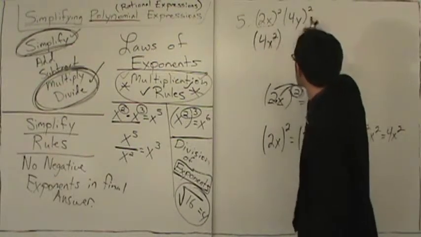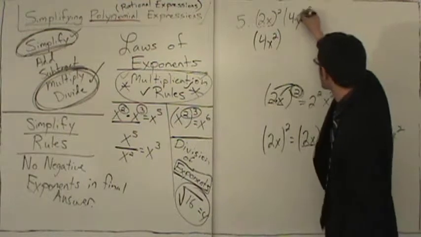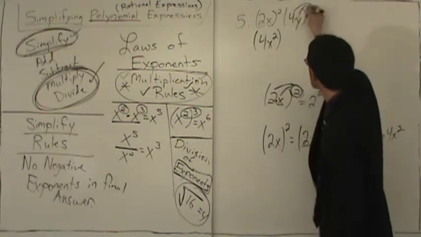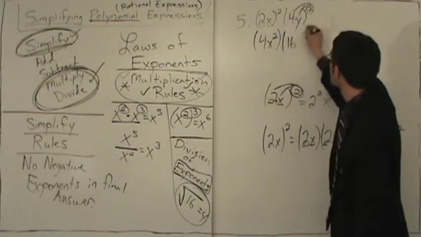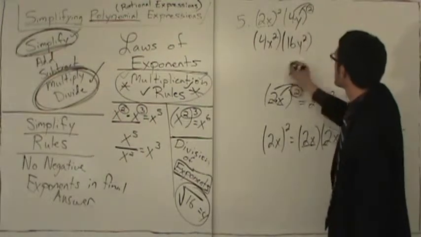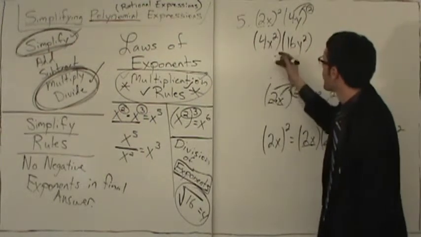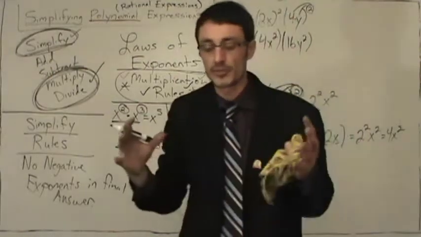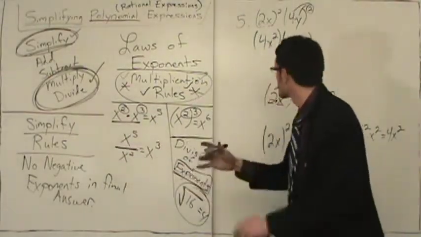Now, put parentheses around this, square the 4. Do exponents distribute over multiplication? Yes, they do. Square the 4, we get what? 16. Square the y, we get y squared. And now just multiply this together, or glue it together. Remember, multiplication is like glue. This means glue things together.